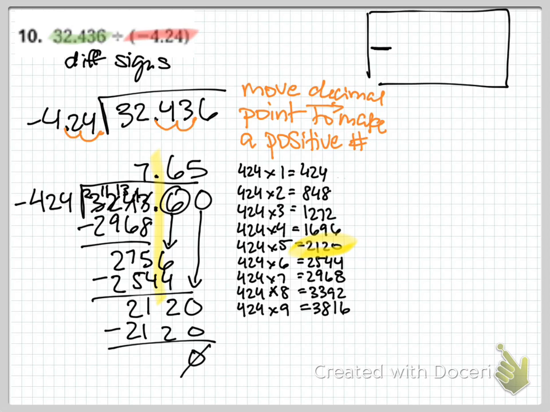So I'm going to put that in my answer box, and I am so thankful that I put this negative sign in here, because if I didn't have that there, I would have forgotten that this is a negative answer. So the answer is negative 7.65.